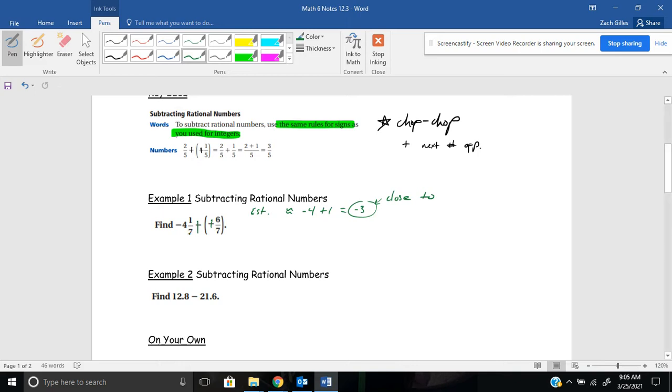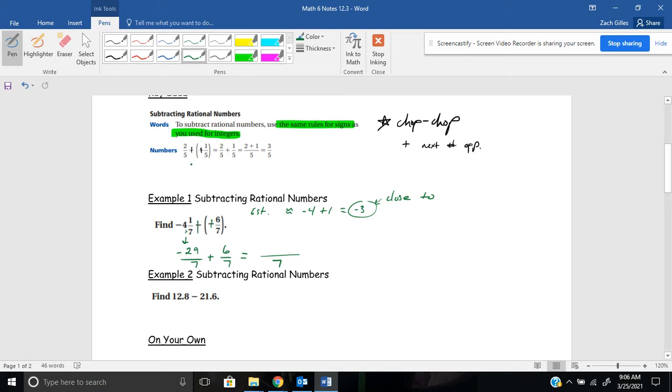Okay. So when I add these two together now, I'm going to change my mixed number into an improper fraction. So 4 times 7 would be 28, plus 1 is 29. So this is the same as -29/7. Notice I kept my negative sign in my numerator, plus 6/7. Okay. Well, 7 and 7, I have a common denominator. I'll keep that. And then I have -29 plus 6.